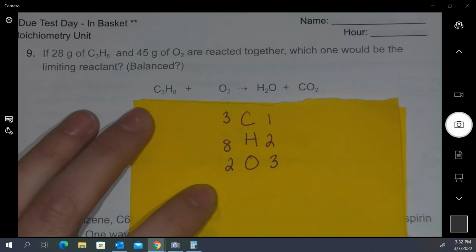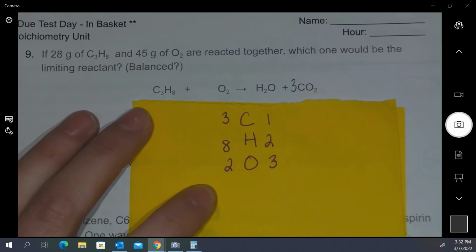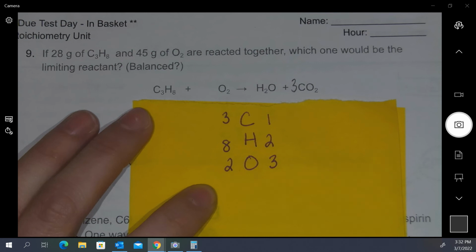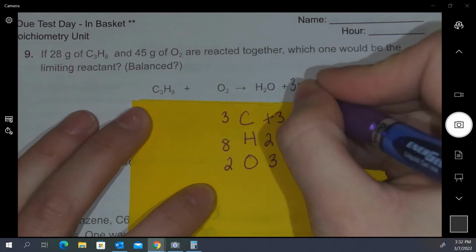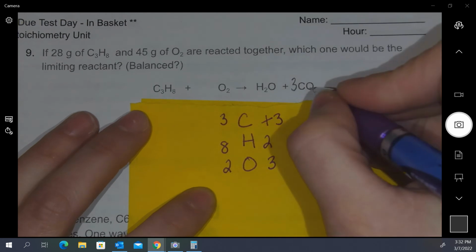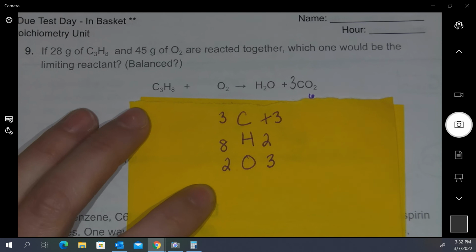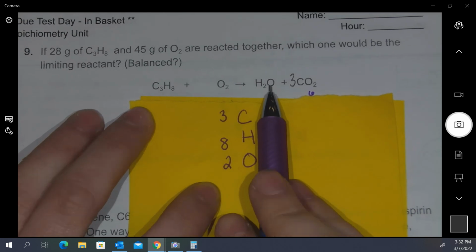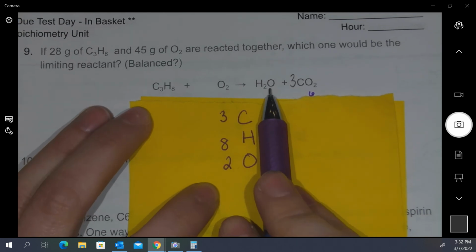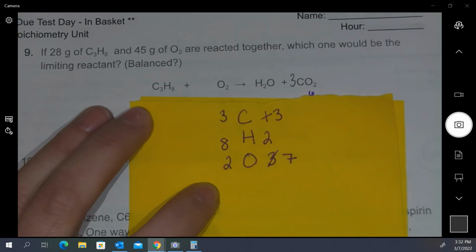I think the easiest thing is to first get that carbon balance, so I'm going to put a 3 in front of CO2. When I put a 3 there, I now have 3 carbon. 3 times 2 is what? 6. So underneath this oxygen, I'm just going to write a 6 as a reminder that I have 6 oxygen there. But I also have another oxygen in water. So what is 6 plus this oxygen? 7. Very good.